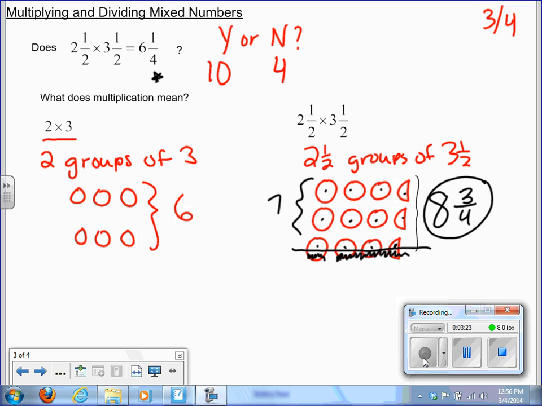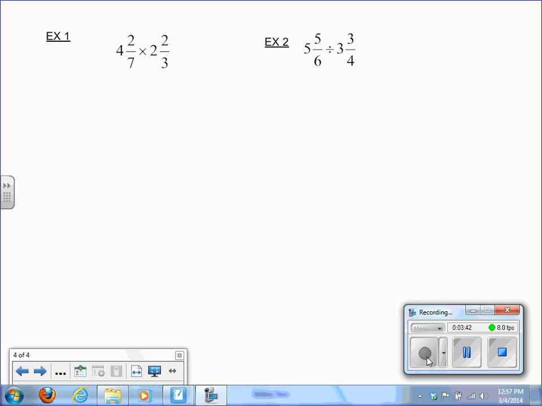And this is a rule that I want you to write down. Write this down. Must use improper fractions when multiplying and dividing mixed numbers. So, like we said, our new first step is improper fractions first. So, who can tell me the improper fraction for 4 and 2 sevenths? Ananya.